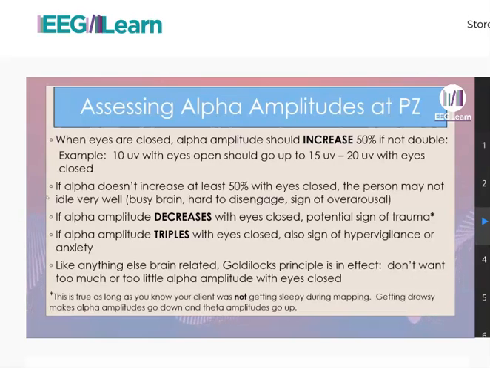I have a little asterisk there because that's only true as long as you know your client wasn't getting sleepy during the recording. Because as someone starts to drift off to sleep, their theta amplitude will go up and their alpha will go down. But hopefully that would be fairly obvious if you looked at their body language about whether or not they were getting sleepy. But if they actually looked kind of tense, and when they close their eyes their alpha amplitude goes down, that's a sign that they've experienced some trauma in their life.